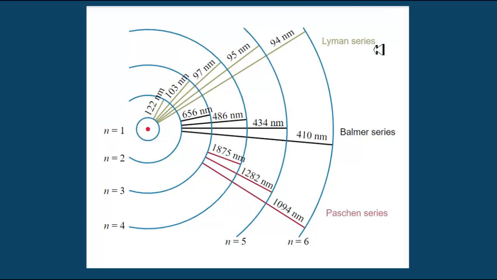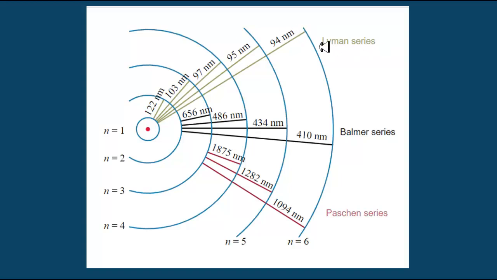And so the Lyman series, the first series, shows all of the spectral lines that are created from the N1, from the first level, from the lowest energy level in the hydrogen atom. So you've got the energy from the first level to the second level, the energy from the first level to the third level, to the fourth level, and fifth level, and sixth level, and so on.